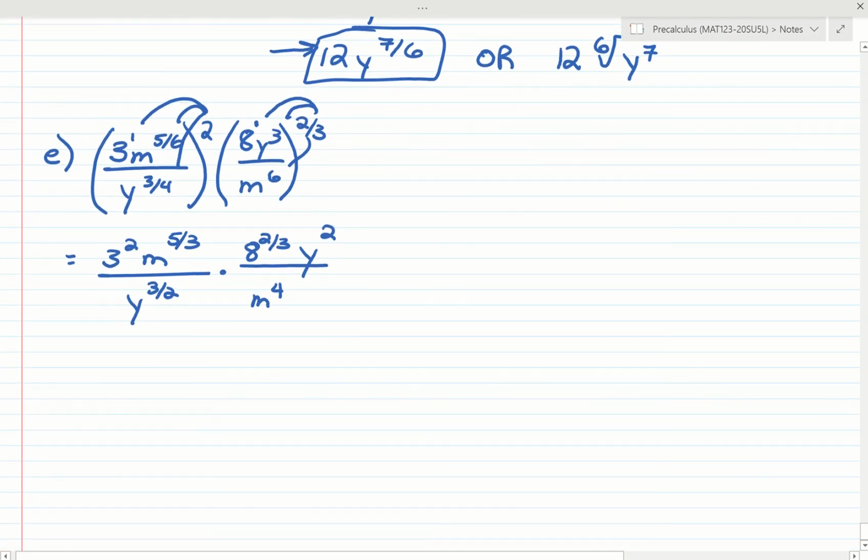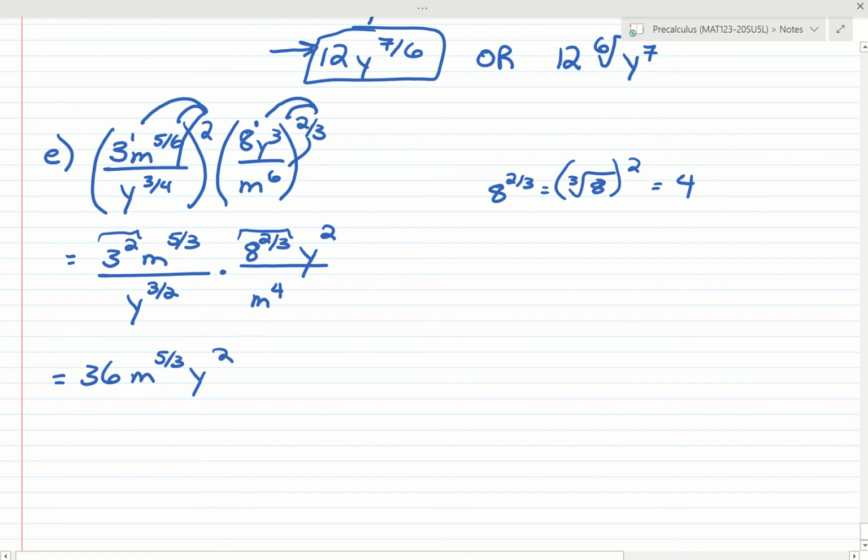Okay. Let's see what else we have here. 8 to the 2/3. Maybe I'll just simplify that off on the side here. 8 to the 2/3 is the same thing as the cubed root of 8 to the 2nd power. So 8 to the 2/3 is 2 squared, or 4. So really on top what we have is 3 squared times 4. So 9 times 4 is 36. M to the 5/3 y to the 2nd divided by m to the 4th y to the 3/2.